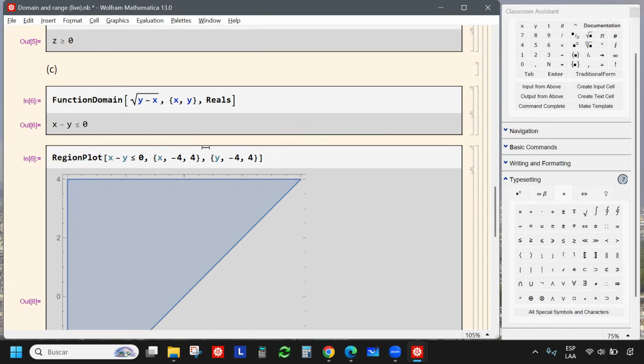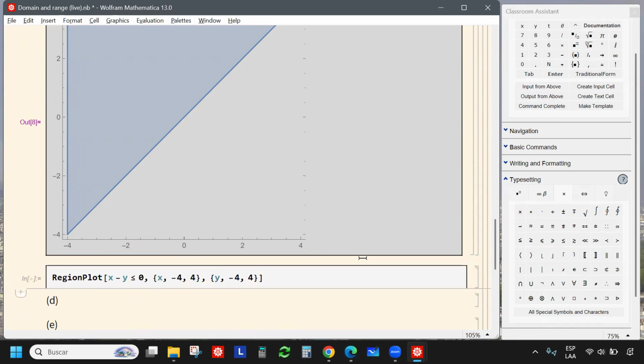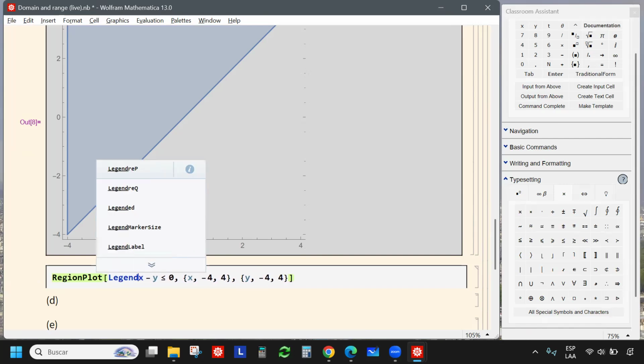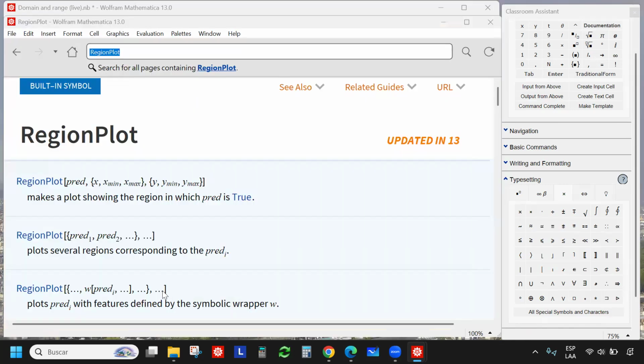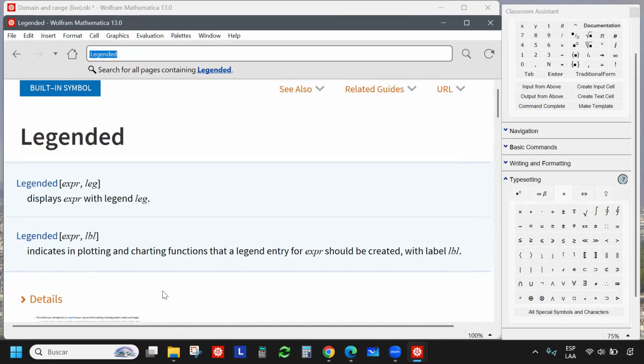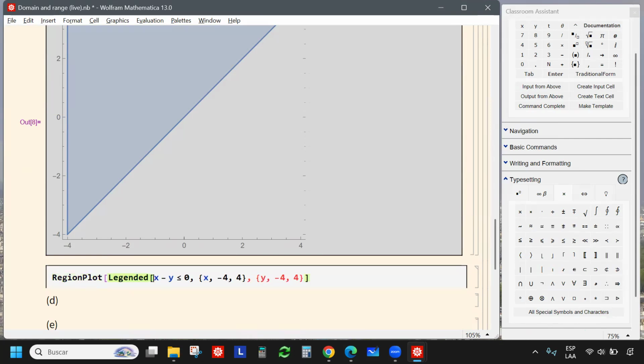Well, and if one wants to add a legend to clarify that the shaded region, I mean, the blue region, is the wanted one, we should type the following. I will copy this cell, and I will paste below. Here, after RegionPlot, I will type Legended. I will click directly on the eye to see what Legended does, and it displays expression with the legend. If you notice, Legended has two arguments. In the first one goes the expression. In our case, the expression is given by the inequality of the domain. And after that, a comma, I will close the bracket for not confusing with the RegionPlot command there.